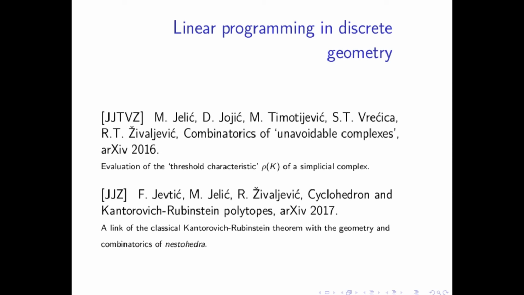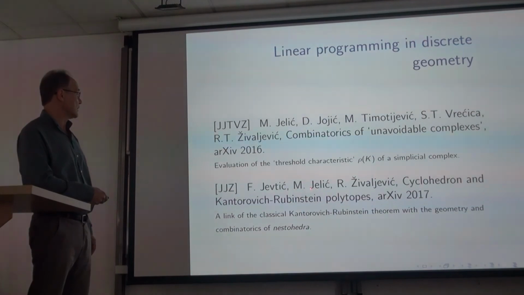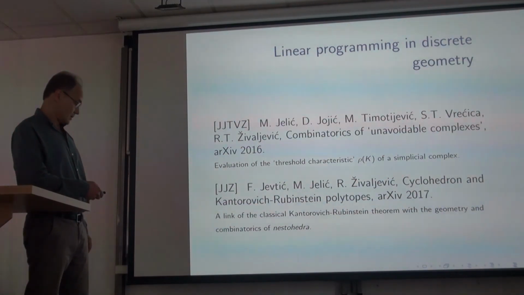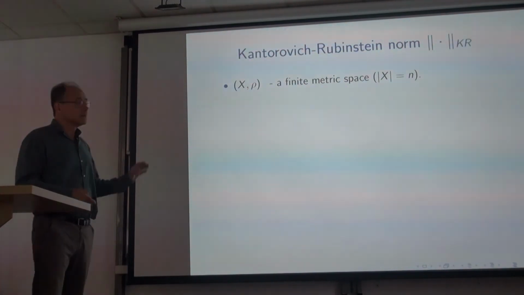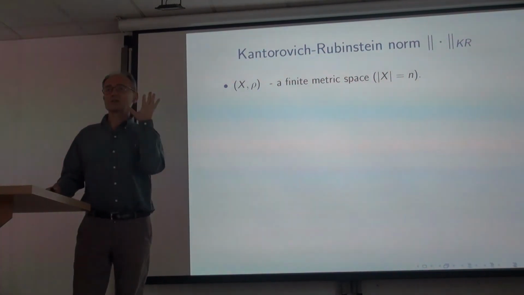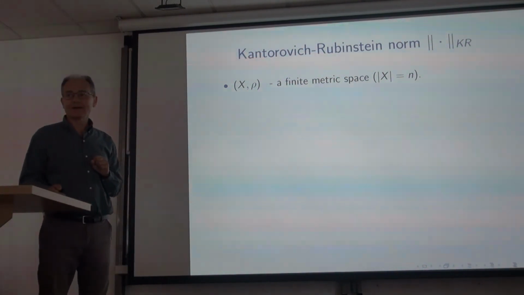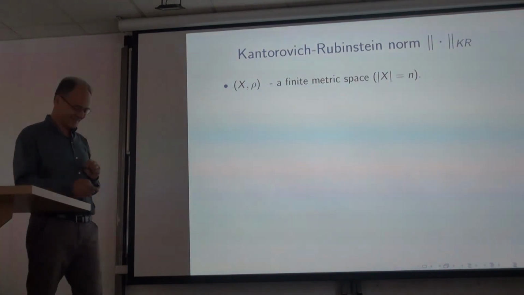And I base my talk on two preprints, combinatorics of unavoidable complexes. There are, well, lots of us here, and many graduate students, of course. And the other one, Cyclohedron and Kantorovich-Rubinstein polytopes, also with two graduate students, Filip Jeftic and Maria Jelic, and myself. And here is the beginning of my talk, and I slow down a bit.